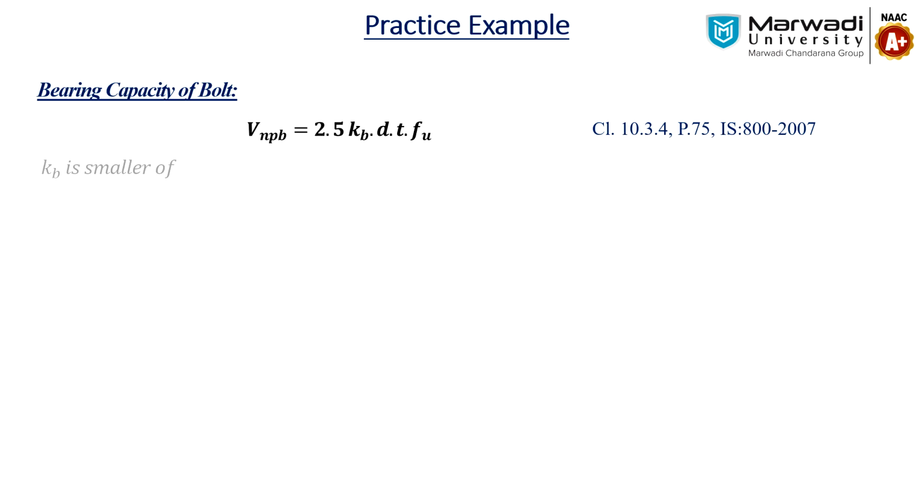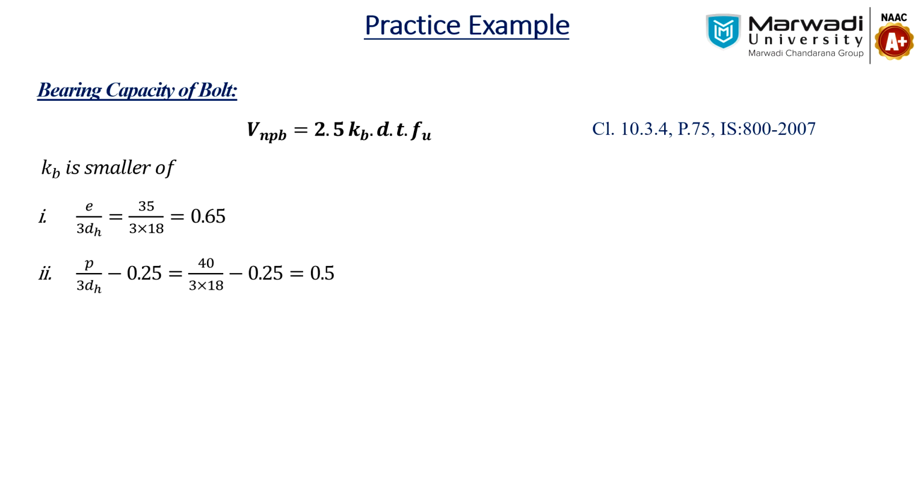Below this equation in the code, you can see the kb value is given: kb is the smaller of four values. The first is e by 3dh. E is the end distance, which we have considered as 35, and that becomes 0.65. Second, p by 3dh minus 0.25, so we get 0.5. Third, fub by fu, the ultimate strength of the bolt by the plate, that is 400 by 410, so 0.97. And fourth is 1. Out of these, whichever is the smaller value we consider as kb, so kb is 0.5.